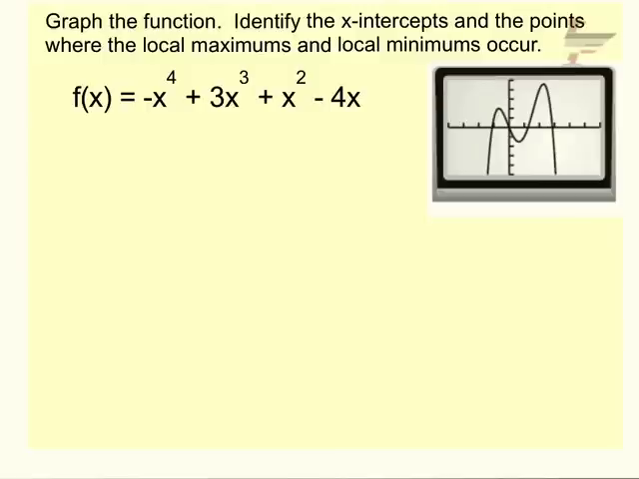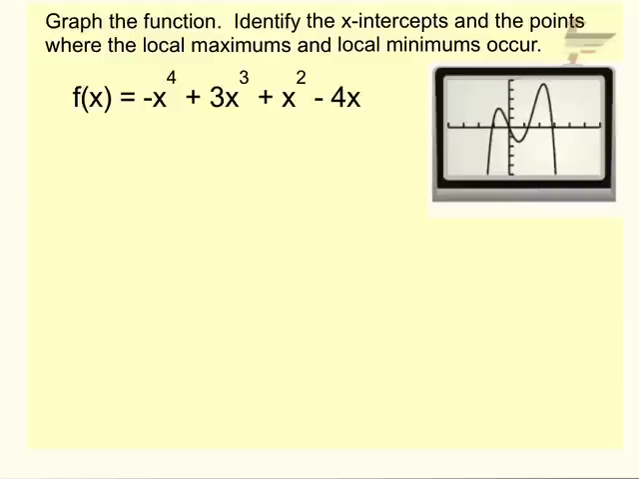Okay, the first one, you can certainly pause the video and put this into your y equals and graph it, or I've taken a snapshot of my graphing calculator off to the side here. But the directions are going to say to graph the function and identify x-intercepts and the points at which local maximums and local minimums occur.